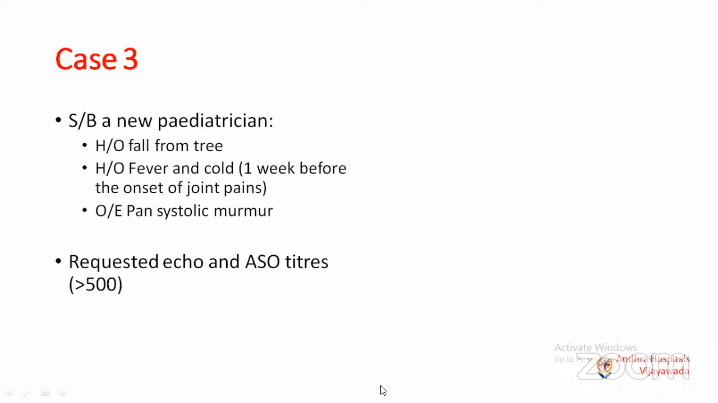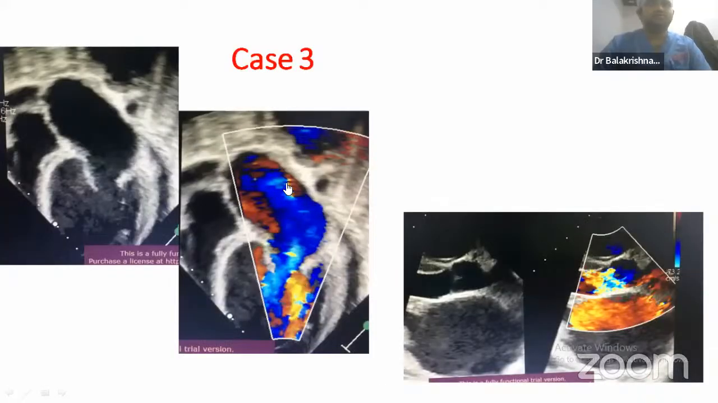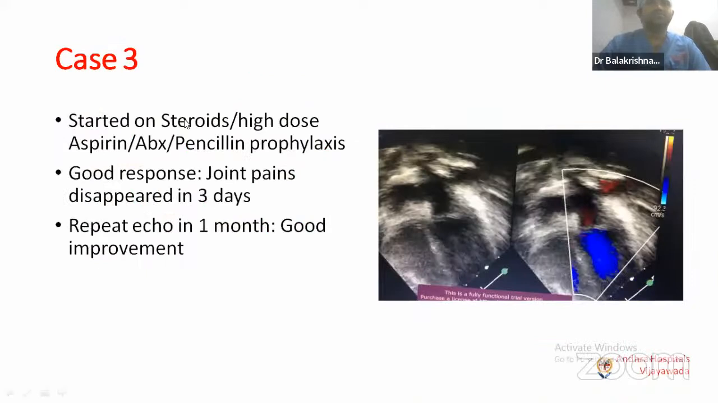Rheumatic fever, arthritis. Yeah, it could be rheumatic heart disease. So there was severe MR. The child was started on steroids and high dose aspirin, and there was a good response. The repeat echo showed the MR had definitely reduced and there was good improvement.